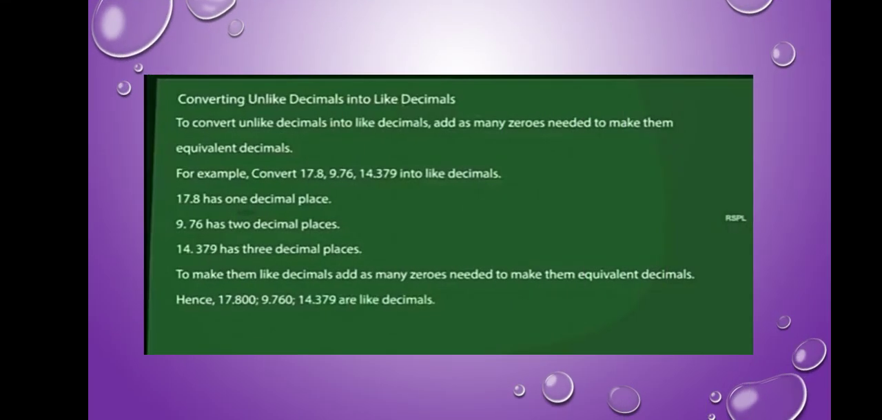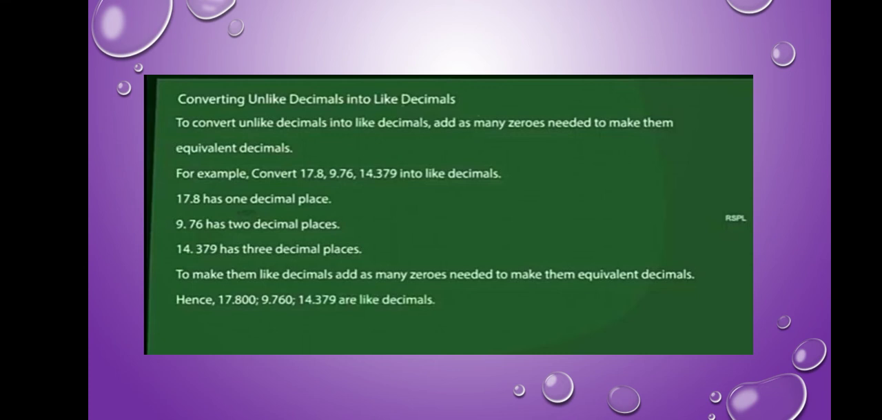Converting unlike decimals into like decimals. Last year also we learned the same concept, how to convert unlike decimals into like decimals. To convert unlike decimals into like decimals, add as many zeros as needed to make them equivalent decimals. Like I told you when we learned about equivalent decimals, the value of the decimal will remain the same even if we add as many zeros as we like after the decimal point of the given number.